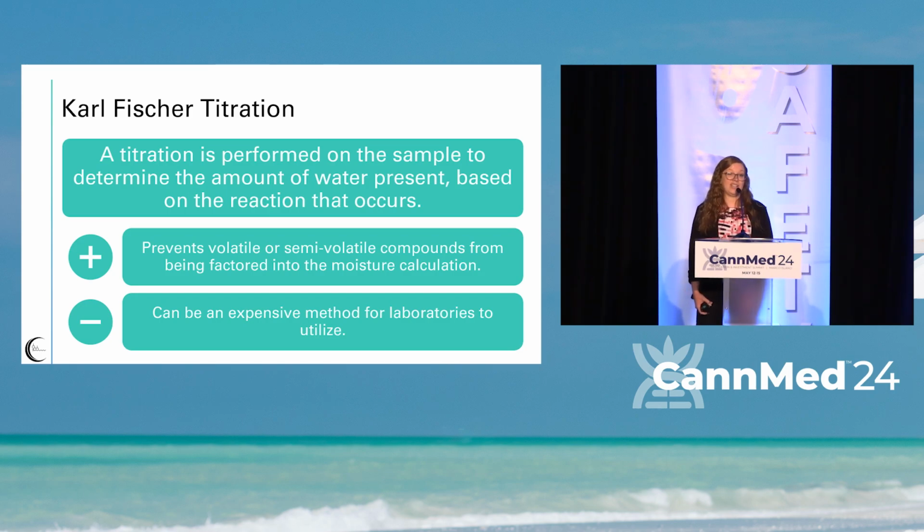A Karl Fischer instrument can cost anywhere from about $50,000 to $75,000. And then you have consumables that go with that. So laboratories who are trying to make money, chances are this is not a technique that they're going to be able to use and still make money and profits on their samples.